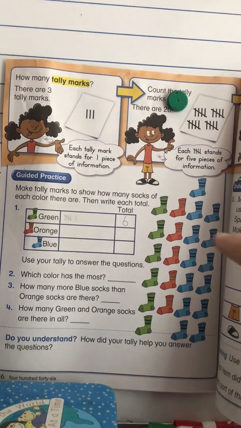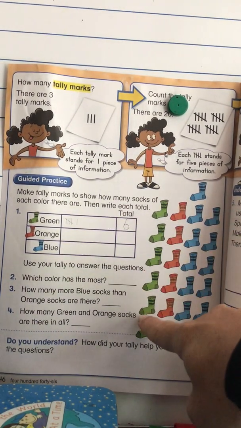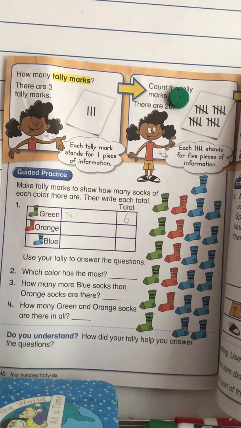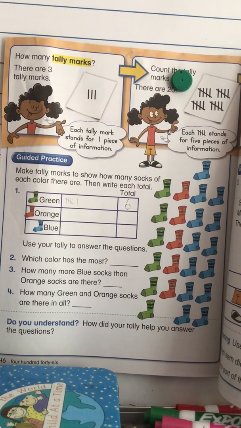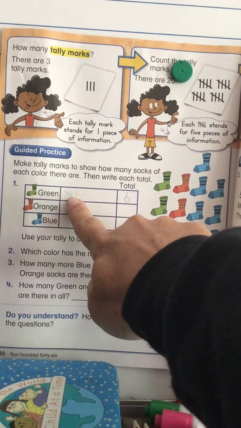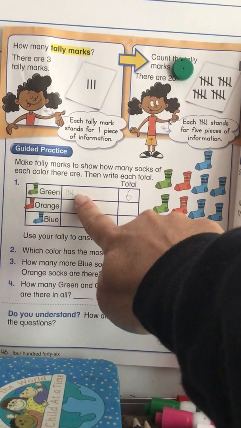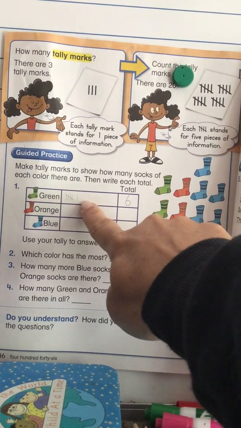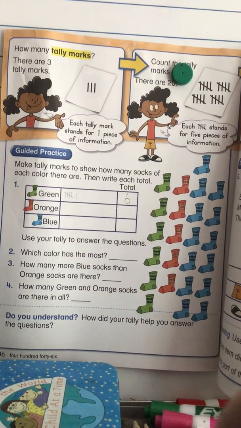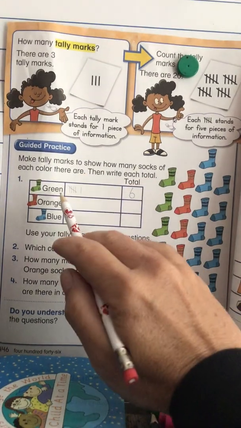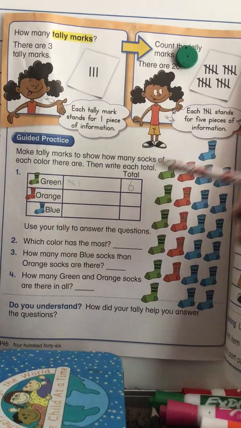So we're looking over here at the socks. There are green socks, orange socks, and blue socks. When I'm counting up the socks, I'm going to make a tally mark for each color sock that I have. Then I'll count the tally marks and write the number that tells how many. The first one for green is already done for us, so we just need to trace it.